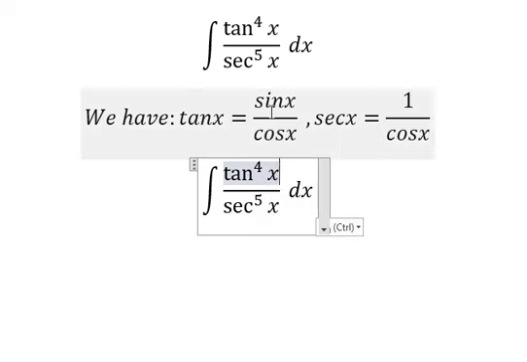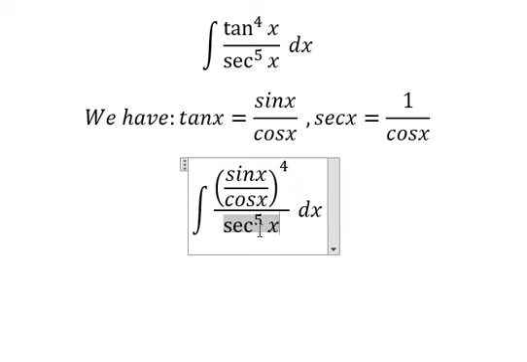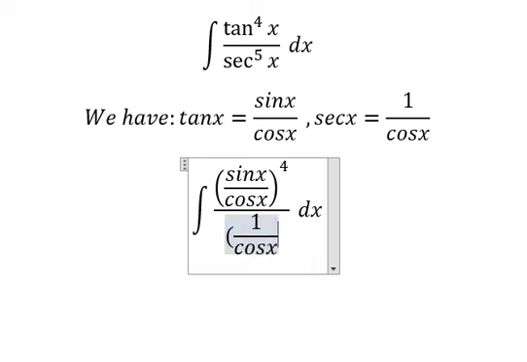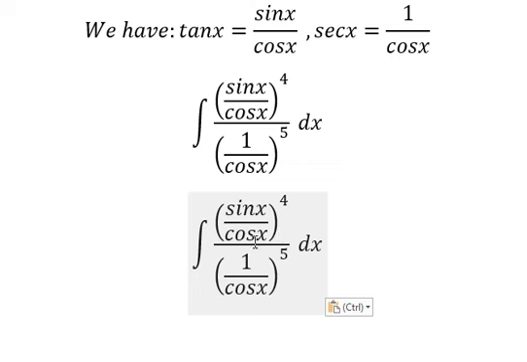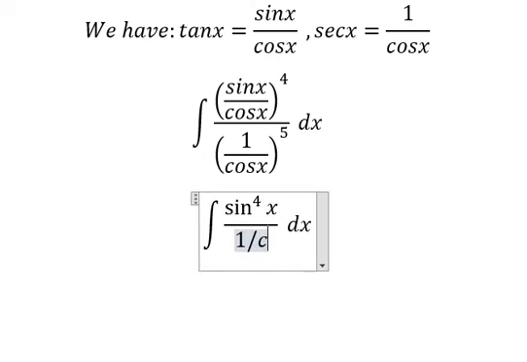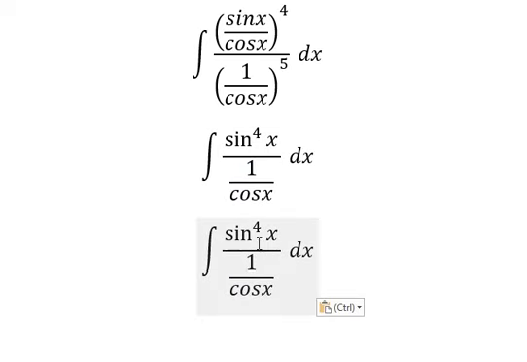So this one we change by this one. This one we change by this one. Now we need to simplify cosine x to the power of 4 on numerator and denominator. And cosine x will go in here.